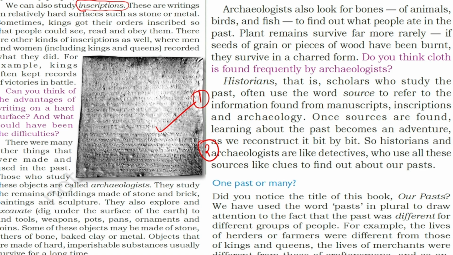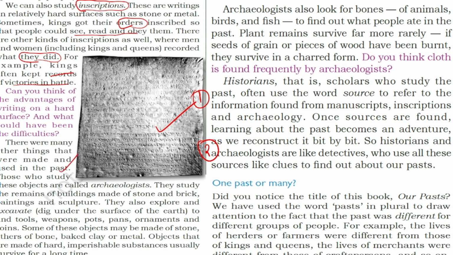It was mostly written on a hard surface, पे लिखी जाती थी. Sometimes kings got their orders inscribed so that the people could see, read and obey them. There are other kinds of inscriptions as well, where men and women, including kings and queens, recorded what they did. जो करते थे वो भी लिखवाते थे. For example, kings often kept records of their victories in battles. There were many other things that were also used in the past.